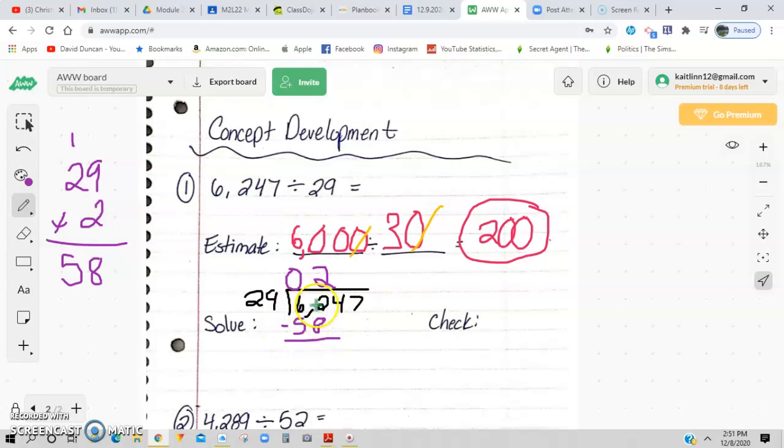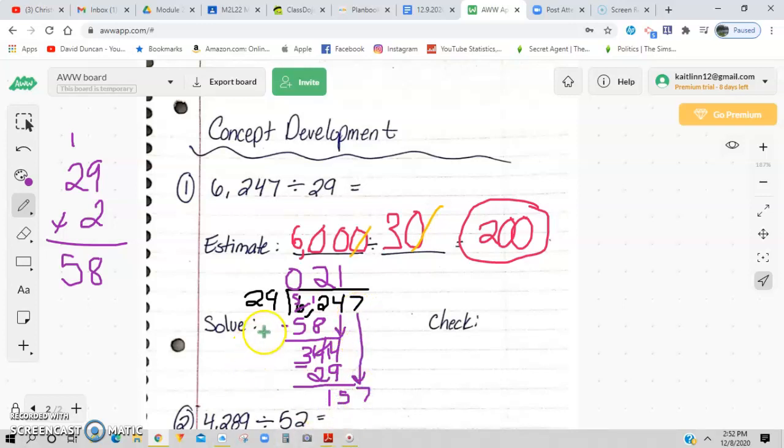Okay. Make this 2 a 12. Make this 6 a 5. 12 minus 8 is 4. 5 minus 5 is 0. Bring down my 4. I know that 29 can go into 44 1 time. Subtract 29. Make this 4 a 14. Make this 4 a 3. 14 minus 9 is 5. 3 minus 2 is 1. Now I need to bring down this 7.